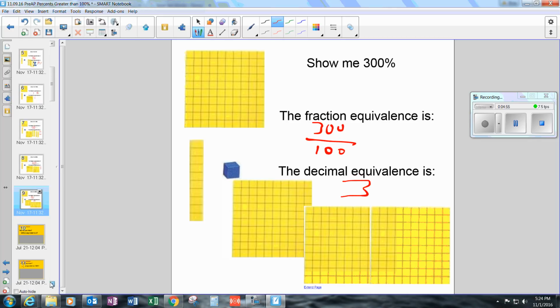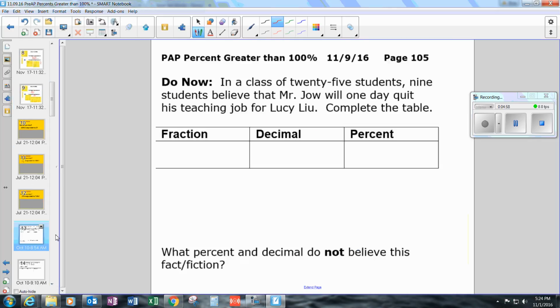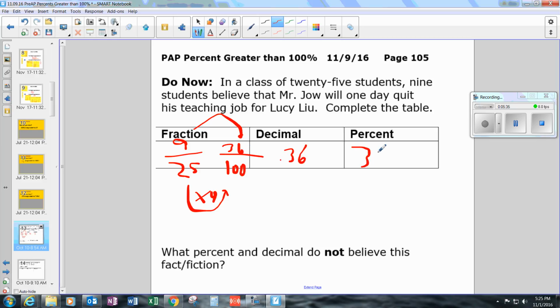So now that we kind of got that, let's answer this question. In a class of 25 students, 9 students believe that I will one day quit my teaching job for my true love, Lucy Liu. Complete the table. So what fraction believes this? 9 out of 25. Can I build this to a percent per 100? How will I build this to per 100? I multiply by 4. So the fraction equivalency is 36 hundredths, or the decimal equivalent is 36 hundredths, and the percent equivalent is 36%.